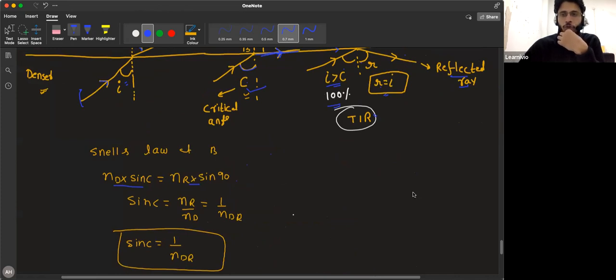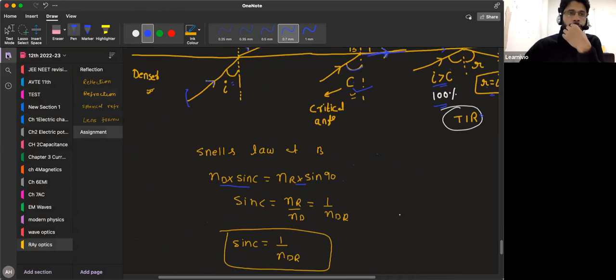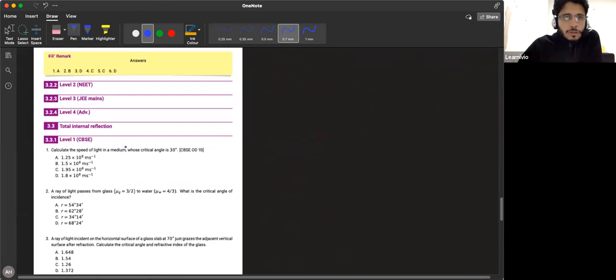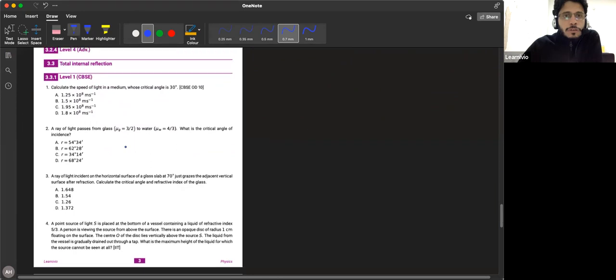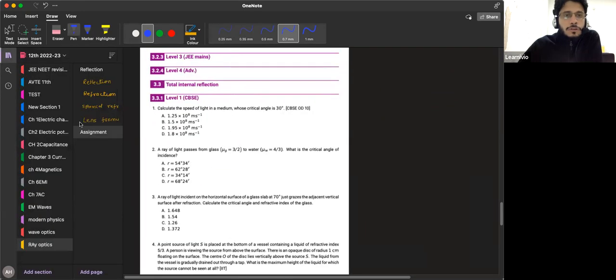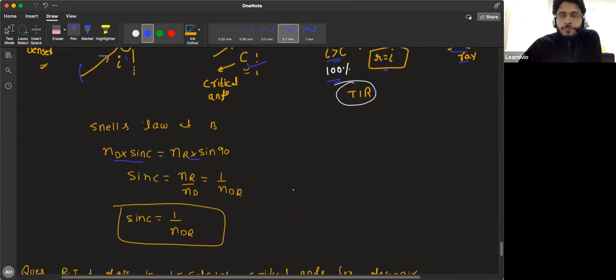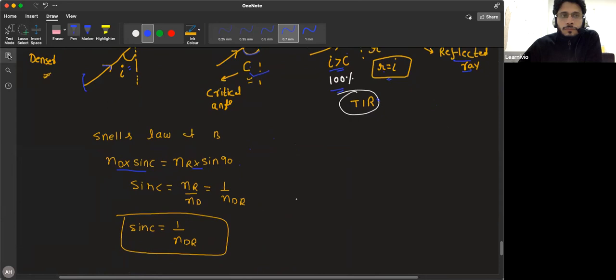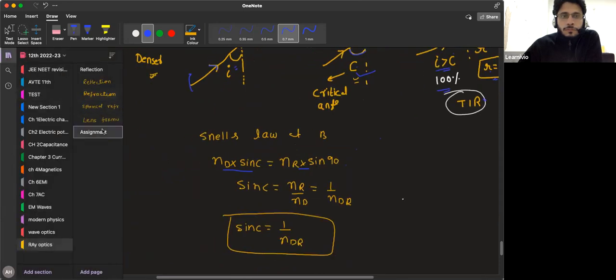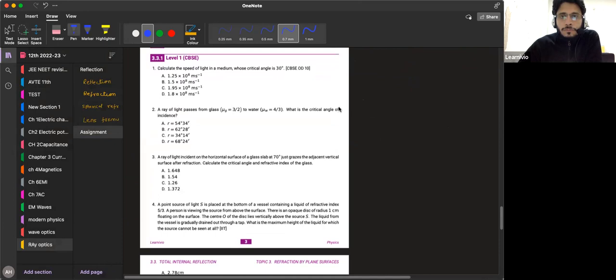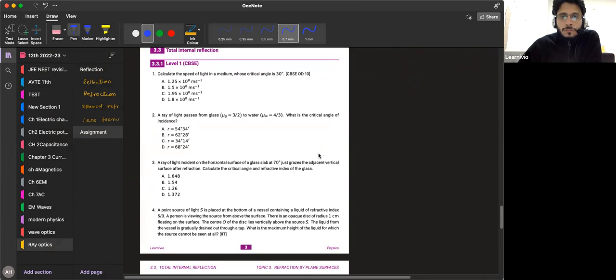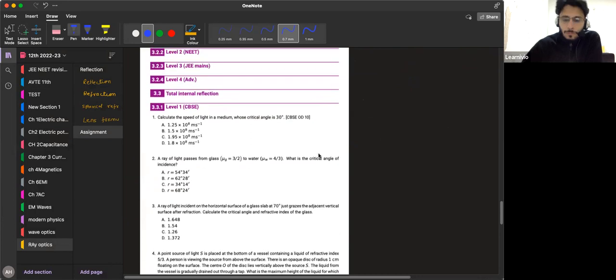Written? Noah, Yashika, Nabil, Akshay. Yes, sir. Okay, let's solve this. So this is just TIR, speed of medium. Yes, done. Okay, do this. Question number 2.